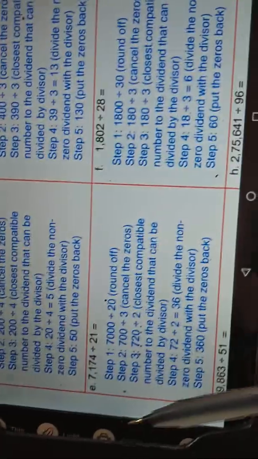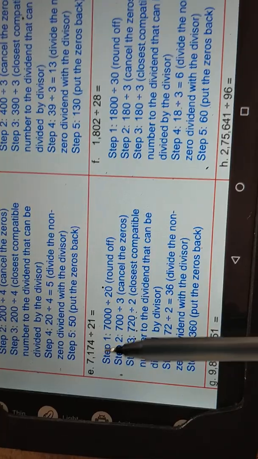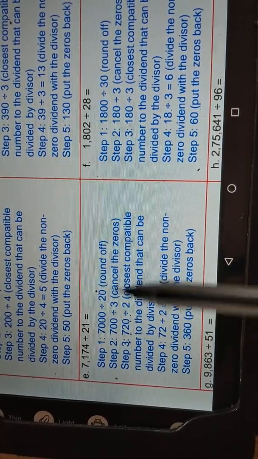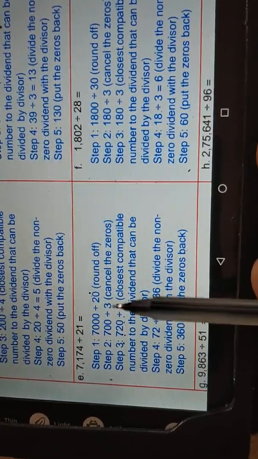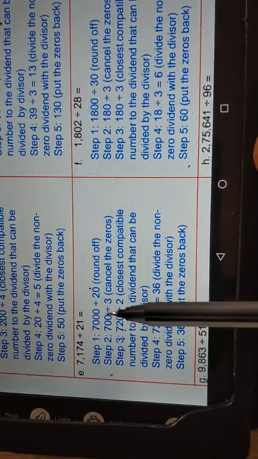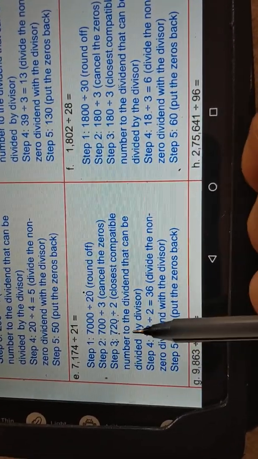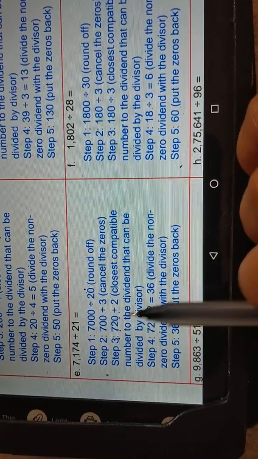Okay students, in that sum, here is a question: 7174 divided by 24. What we have to do is round off first. So 7000 divided by 20. We have to cancel one 0. So step number 2 is 700 divided by 3. Step number 3, 720 divided by 2.